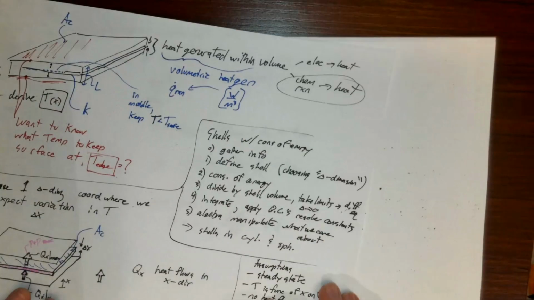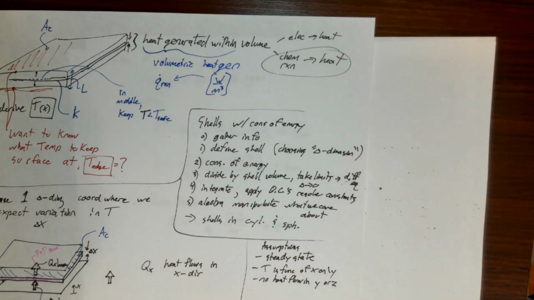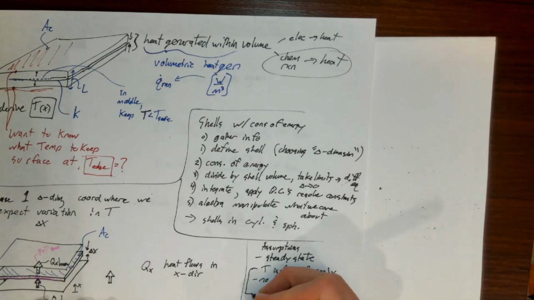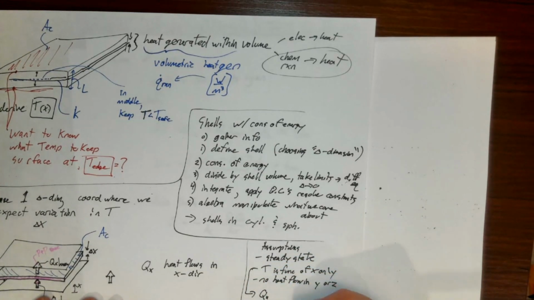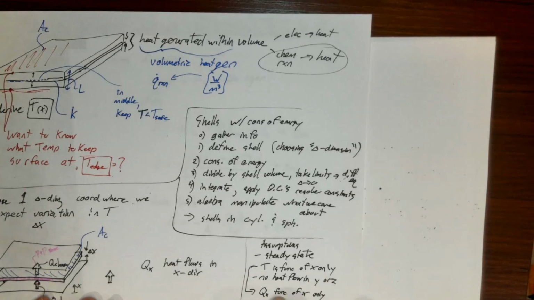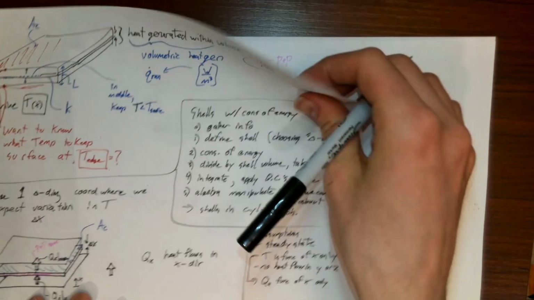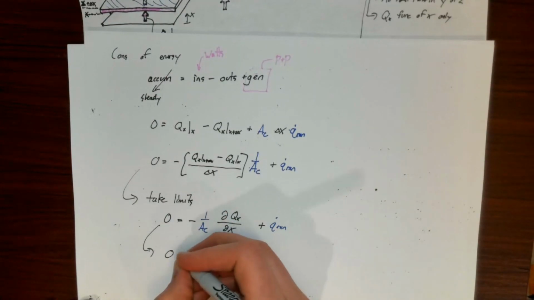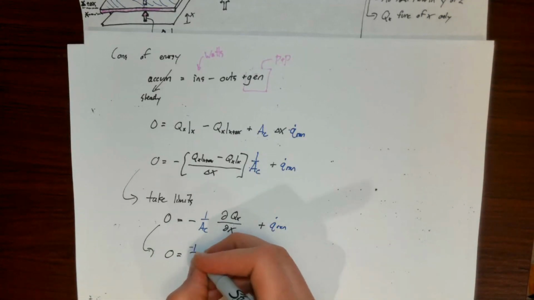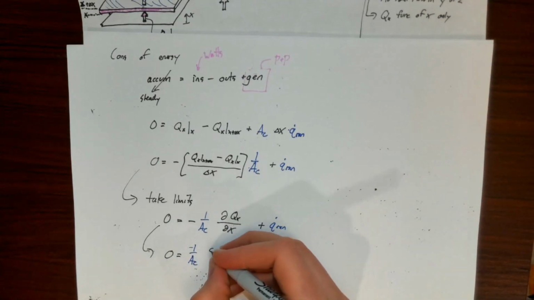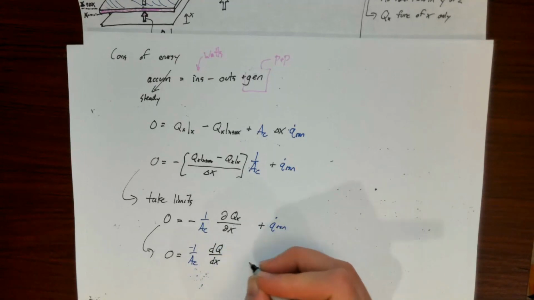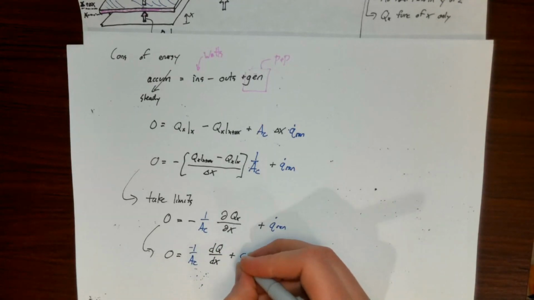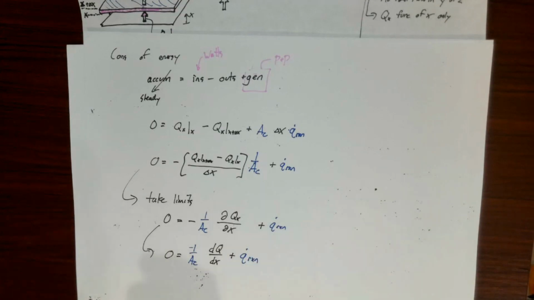We assumed that temperature is a function of x only, and if temperature is a function of x only, then it would also be true that my heat flows are a function of x only as well. So if my heat flows are a function of x only, these partial derivatives can become ordinary. So here I have it, minus 1 over cross-sectional area dqx dx plus my Q dot of my reaction.